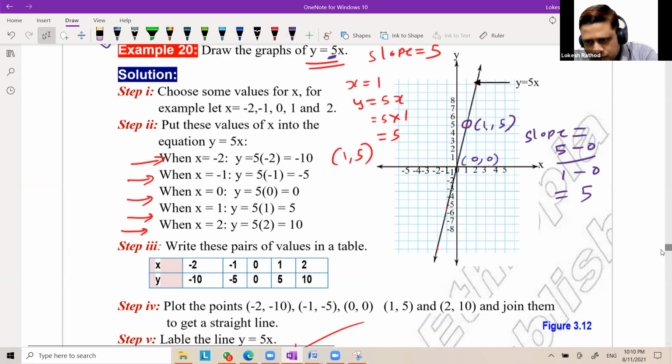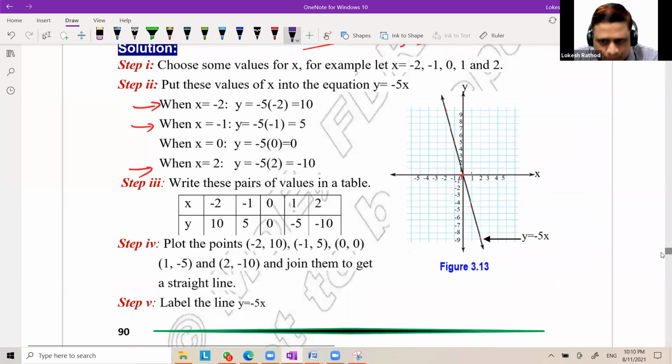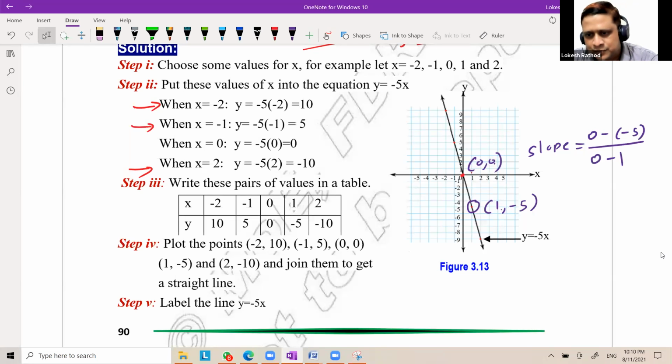Okay, fine. Now suppose I'm talking about this line. I'll take any point. Say this is the point. What are the coordinates? x coordinate 1, y coordinate minus 5. Another point, say I take 0, 0. So what is slope? Change in y coordinate: 0 minus minus 5. Change in x coordinate: 0 minus 1. Which is positive 5 over minus 1, or minus 5. So here the slope of this line is minus 5.